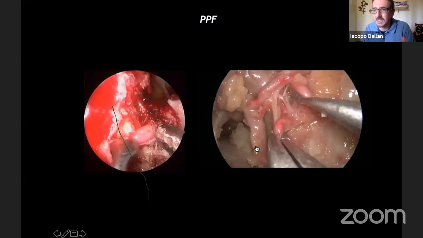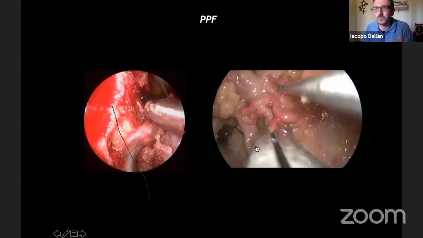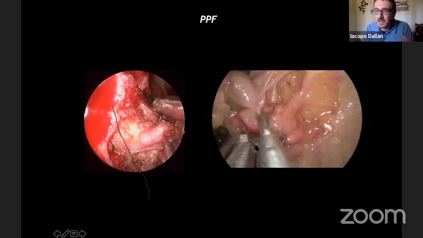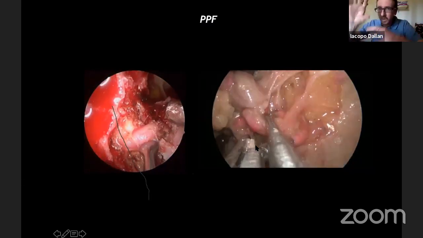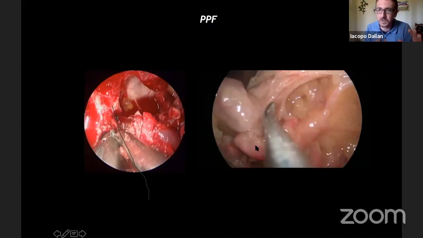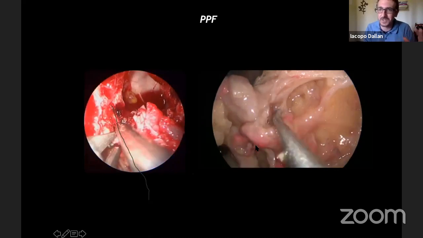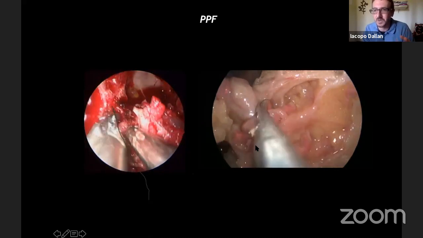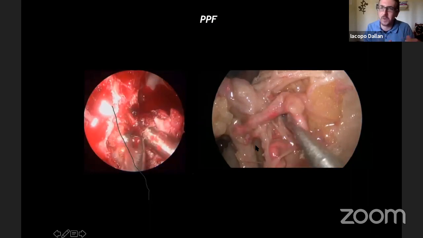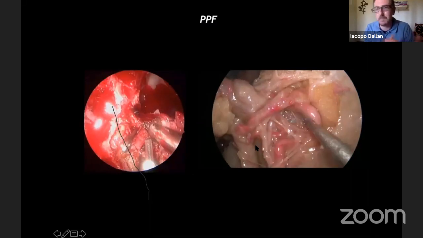So I will not spend time on this because you have time to see and probably you know this area better than me, but for sure, all these modules, all these spaces should be well understood if you want to deal with the pathology. So this is the anatomy that I love because it's anatomy that came from the OR and back to the lab.